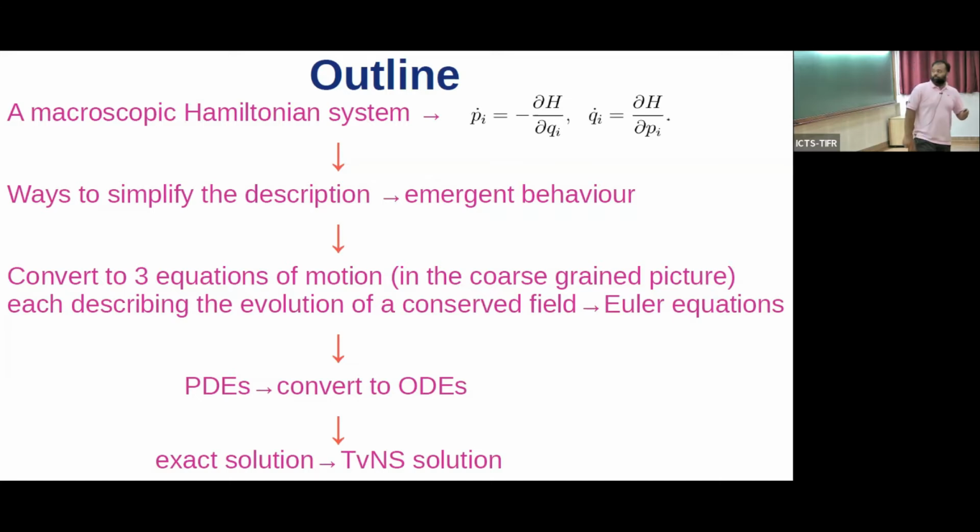And this is hydrodynamics. So Euler equations are basically PDEs, but PDEs are generally notoriously difficult to solve, especially analytically. So what we look at is that under certain circumstances, we can convert those PDEs to ODEs. That's what we are going to see, how that is done. And that leads to a scaling solution, and an exact solution, and we come across the TVNS solution. So this is the flow chart.